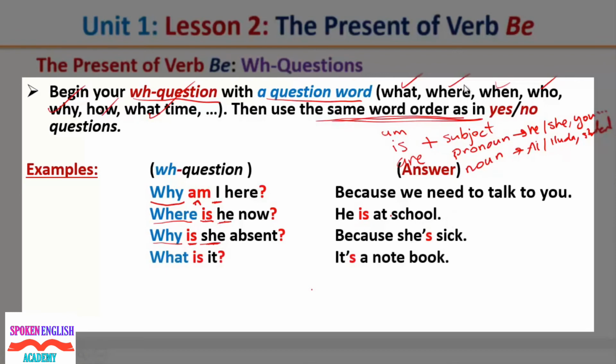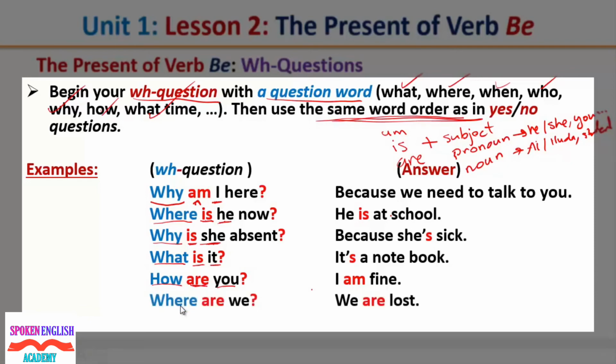Another example. What is it? A question word, is, a verb, and it, a subject. It's a notebook. How are you? Again, a question word, a verb, a subject, pronoun. I'm fine.